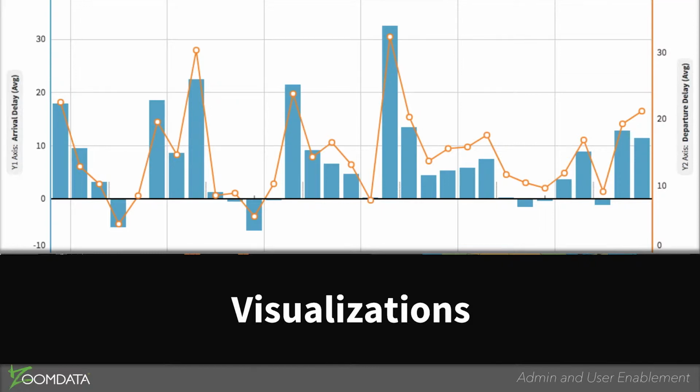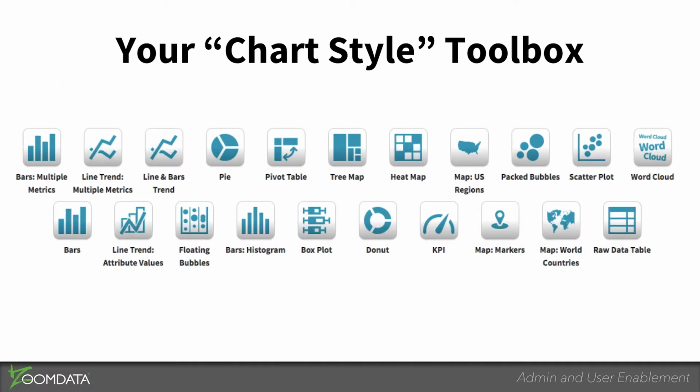Let's get started. So when you start up an instance of Zoomdata, these are the chart styles that come out of the box. So we've got your standard bar charts, line charts, pie charts, as well as a little more esoteric charts like box plots, floating bubbles, pivot tables, and some geospatial charts.